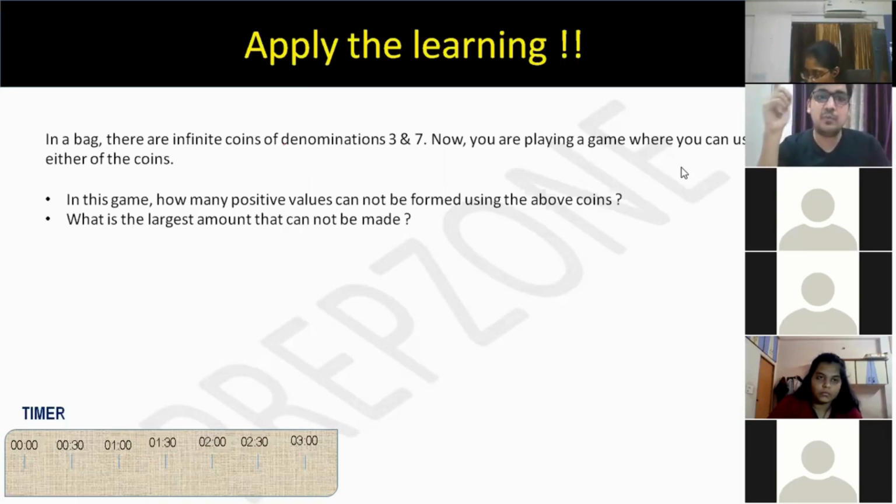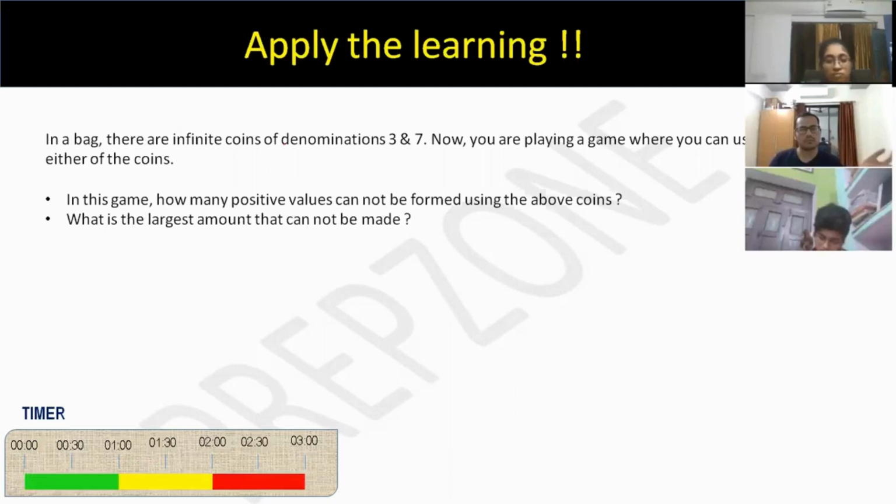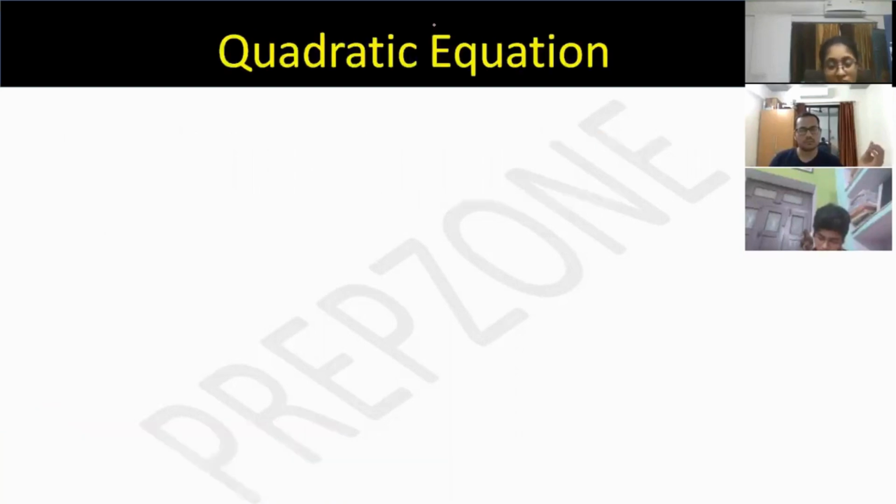Now, the next part: how many positive values cannot be formed using the above coins? So (A minus 1) into (B minus 1) by 2. 2 into 6, 12 by 2. Answer is 6. Clear? This is not something which you would see very commonly in whatever sources you are doing. So note it down and now try to revise it. And that brings us to the end of special equations, which means from next class onwards, we'll be doing this.